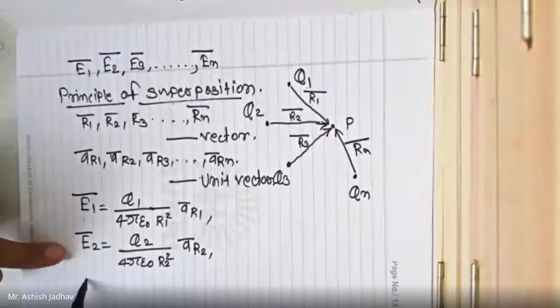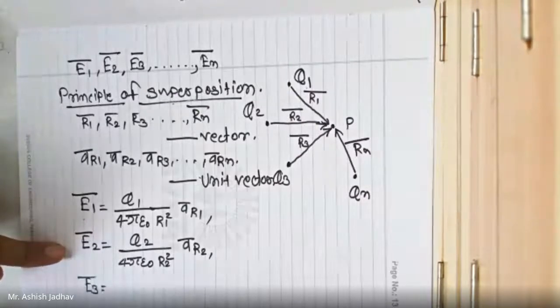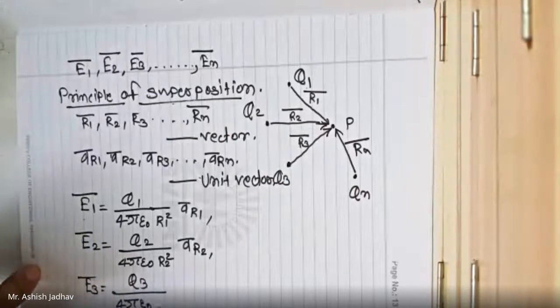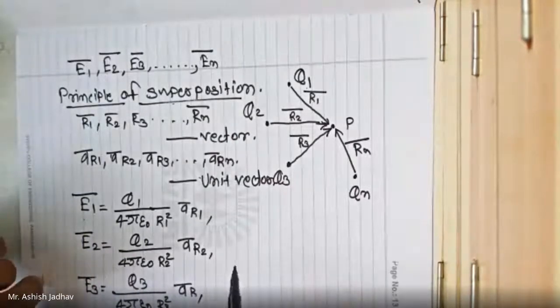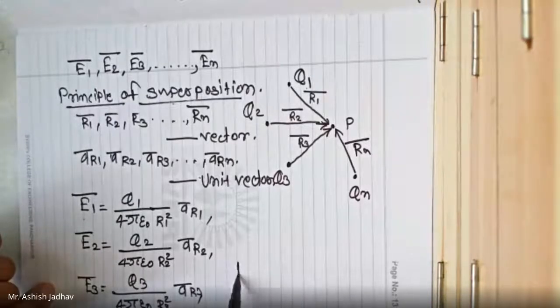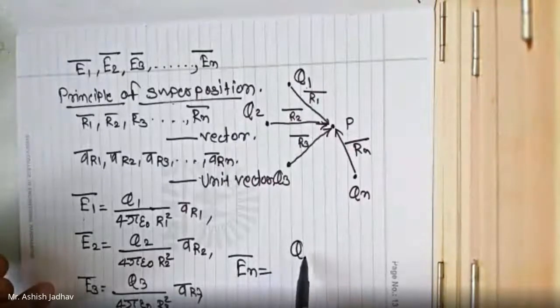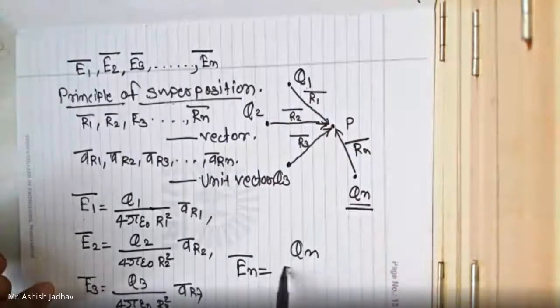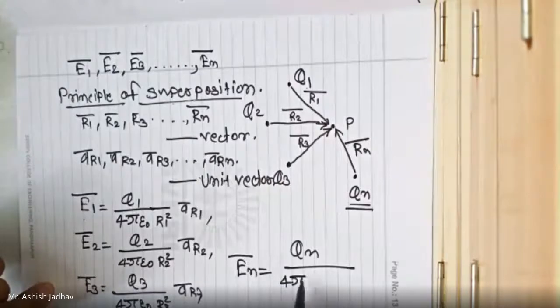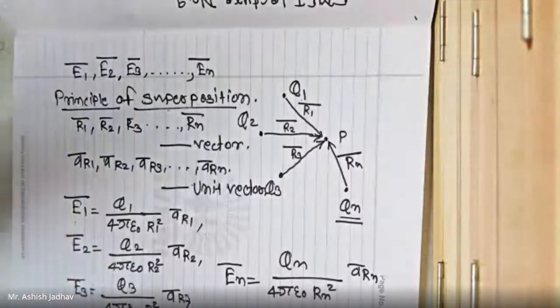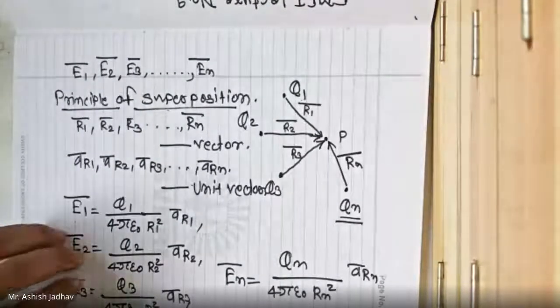I have calculated electric field intensity because of Q1, because of Q2. Similarly, I can write the expression for E3. E3 is equal to Q3 upon 4 pi epsilon naught R3 square a bar R3. And in general, E bar n is equal to Qn upon 4 pi epsilon naught Rn square a bar Rn. So these are the electric field intensities that you can calculate.